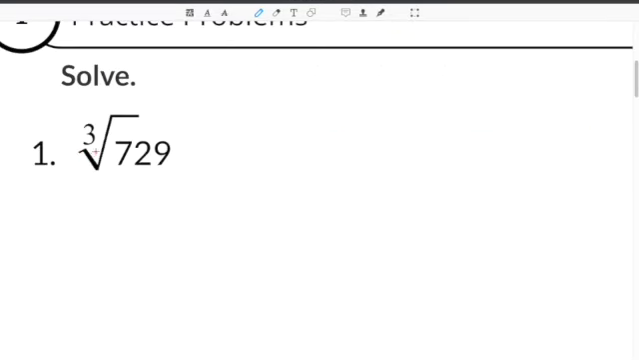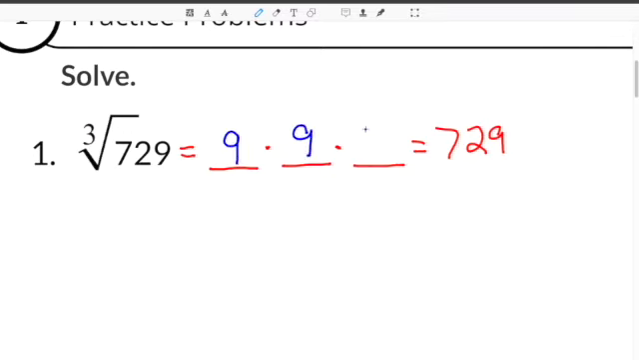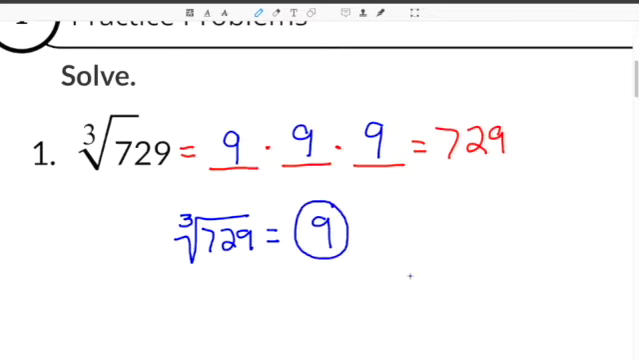The first problem we're going to do showing you how to find the cube root of a number is number 1, which says find the cube root of 729. Now when finding the cube root of a number, you are looking for what number times itself 3 times will get us back to our original number, in this case 729. If you multiply 9 times 9 times 9, you will get 729. That means that the cube root of 729 is 9, because 9 times itself 3 times is 729.